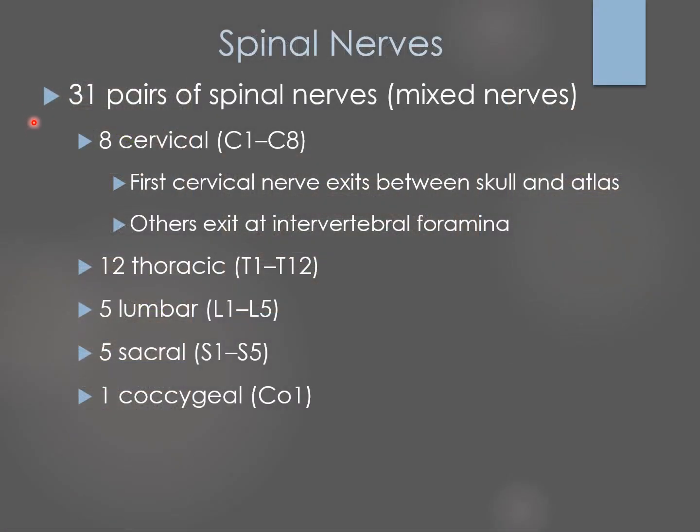Okay, we have 31 pairs of spinal nerves. We have 8 cervical nerves, that's C1 through C8. We have 12 thoracic, T1 through T12, 5 lumbar, L1 through L5, 5 sacral, S1 through S5, and 1 coccygeal.